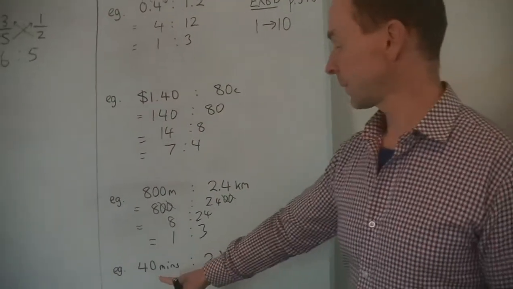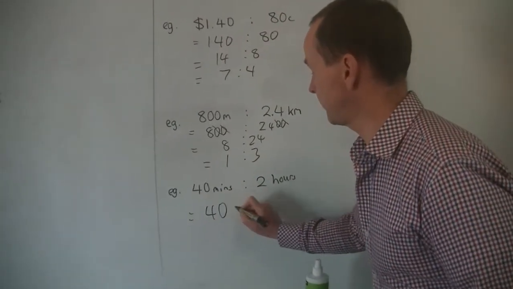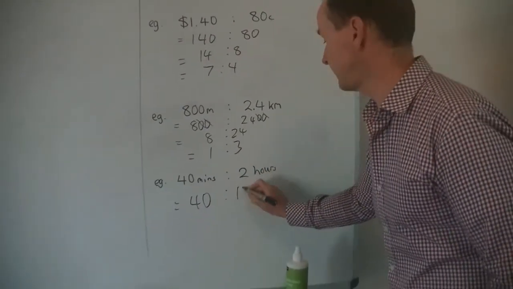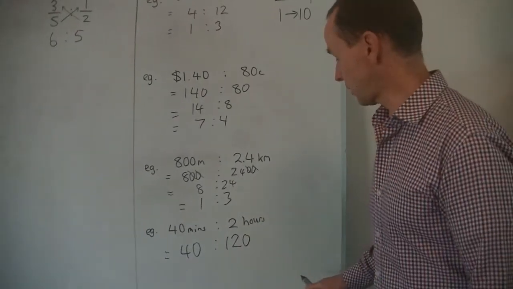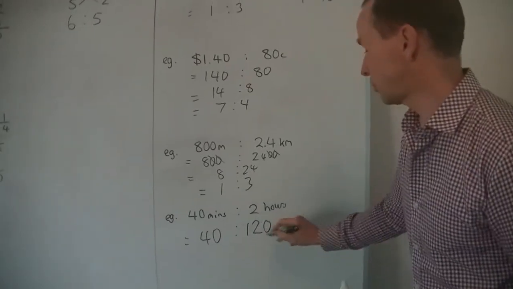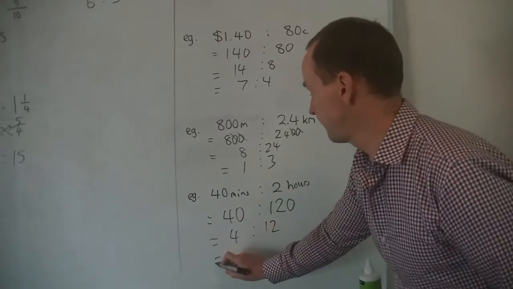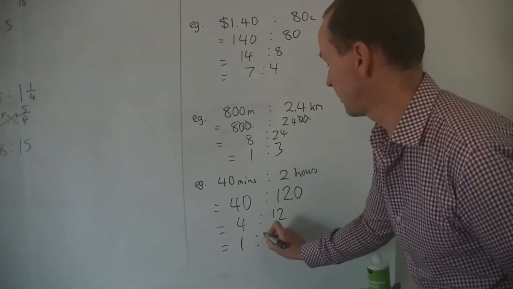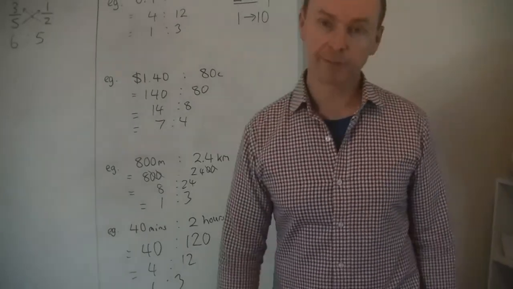And the last one, 40 minutes to 2 hours. So we know this is 40 minutes. 2 hours is 120 minutes. Because 60 minutes in an hour. Alrighty. So now I can chop a 0 off. So I get 4 to 12. And 4 goes into 12 3 times. So it's 1 to 3. See, so follow my processes and you'll be fine.